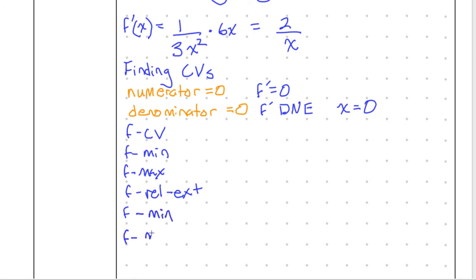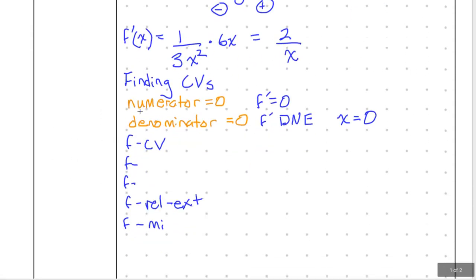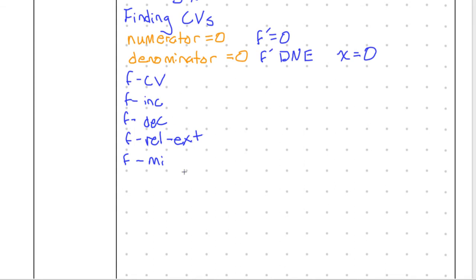Why are there two f min and f max? I don't know why I put two f mins and f maxes. We needed f increasing. That's what I was supposed to do up here, yep. Yeah, that's a teacher error too. This should be increasing and decreasing. So this is f increasing, f decreasing. And if you don't want to erase, you can just do them in reverse. So f min and f max.